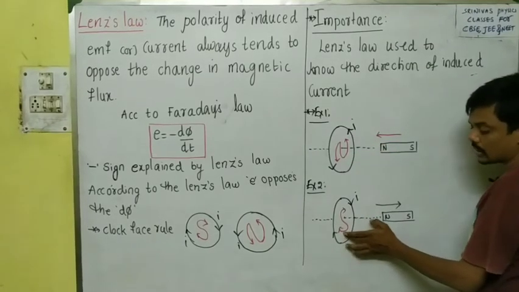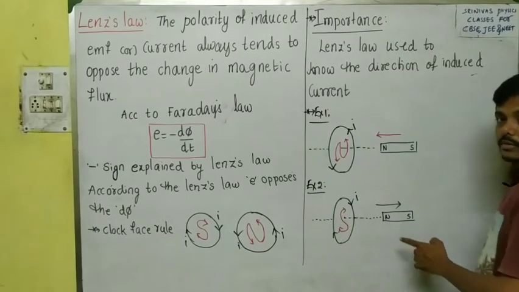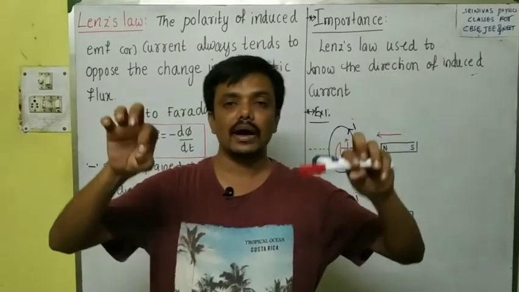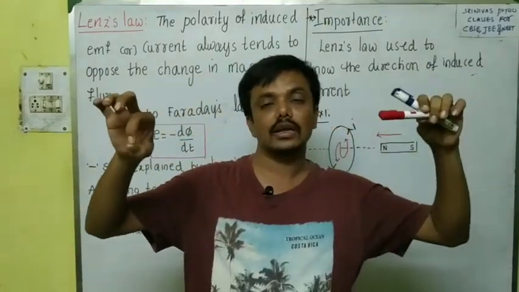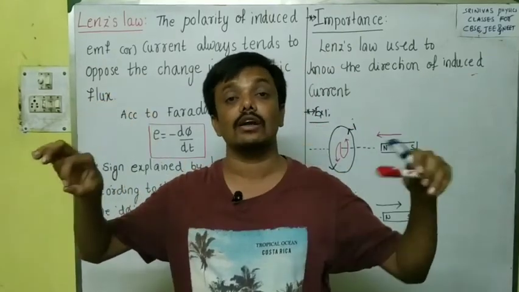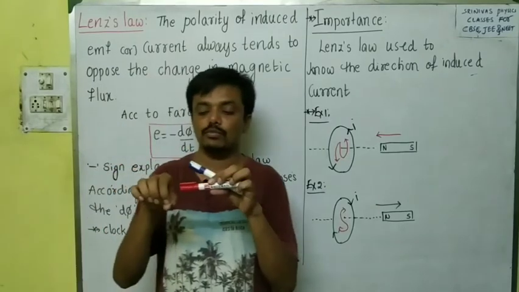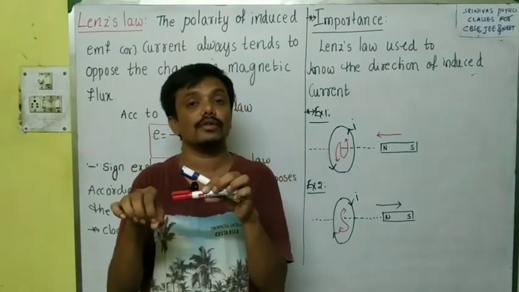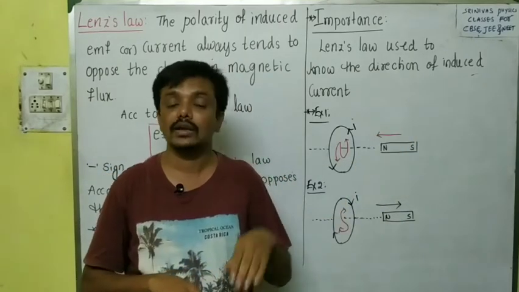When you move the magnet away from the loop, it also will not allow that, because it attracts. That means when you want to move the magnet towards the loop, it will repel. When you want to move away, it will attract. That means it will always oppose the motion. When you want to move towards the loop, near the loop, it does not allow it, it will repel. When you want to go away from the loop, it will attract and will not allow you to move away.